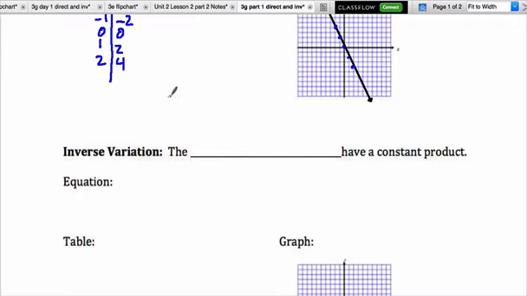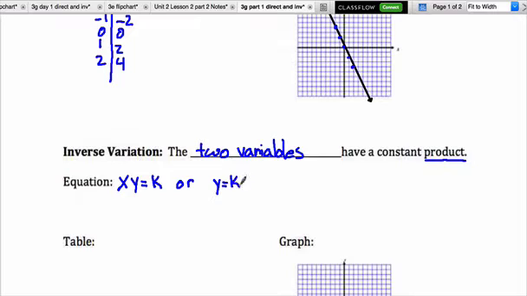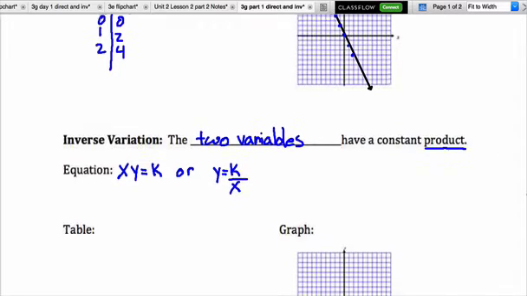So in an inverse variation, the two variables have a constant product. And what does product mean? Product means to multiply. So that means that our two variables, x and y, would multiply together and have a constant product, k. So once again, k is the constant. Another way to write this, since we're used to seeing a lot of equations with y by itself, since these are being multiplied together, we can divide by x, and then we would have y equals k divided by x.